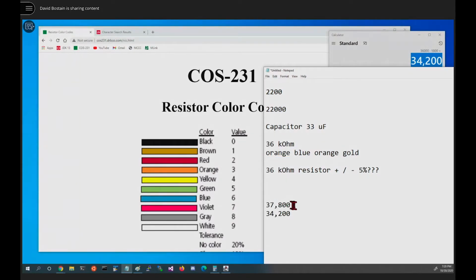So let's stick a comma in there. So our nominal value is 36,000 right in the middle. But our resistor could be a resistance this high, or it could be that low. Which one of these values lets through the most current? Do we care about when it's bigger or when it's smaller?